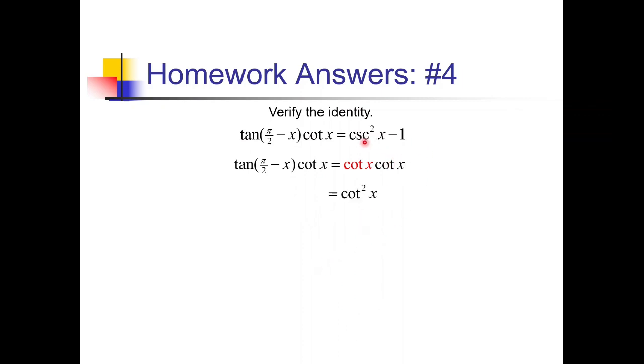Now that doesn't quite match what we have over there. However, we have an identity: 1 plus cotan squared equals cosecant squared. So if I wanted to replace cotan squared with something with this identity, I could subtract 1 over to the other side, and then I would see that cotan squared was the same as cosecant squared minus 1. Well, if I make that substitution, I notice that I actually have what they were asking me to match in the beginning, so I'm done.